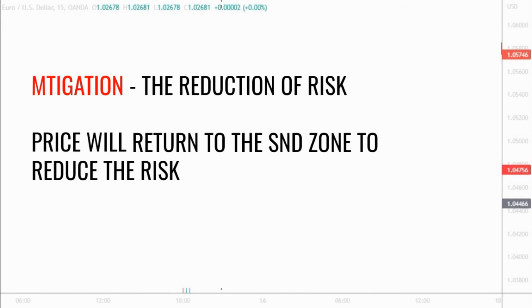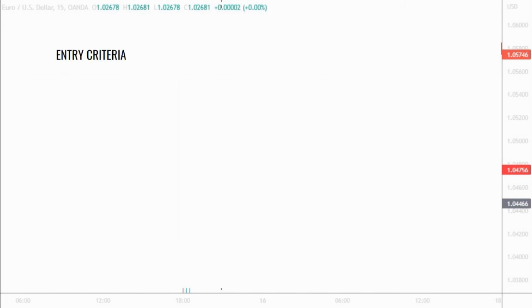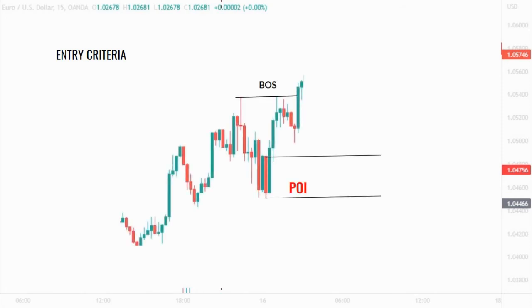So mitigation means that price will return to your point of interest. Let's get into our entry criteria because we are waiting for price to come and tap onto our POI, and that is where our entry will be. Now for your entry, it's quite simple. Remember, you now have a break of structure and you have identified your POI. So we are waiting for price to come and tap into our POI as it is mitigating. So that is what mitigation is. Mitigation is when price comes to tap into our POI and move towards the upside and continue with the trend.